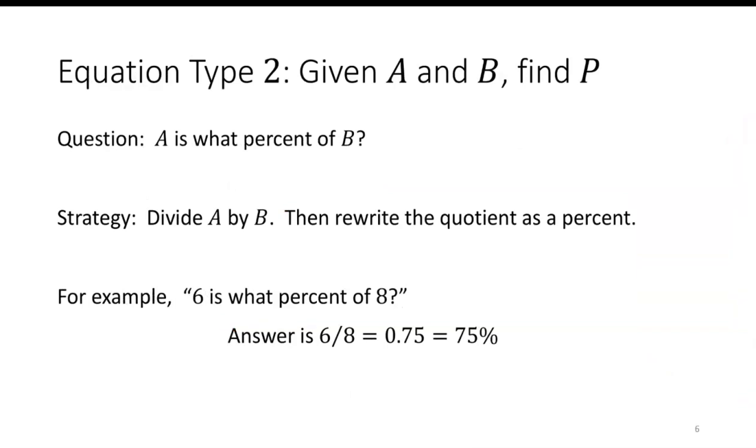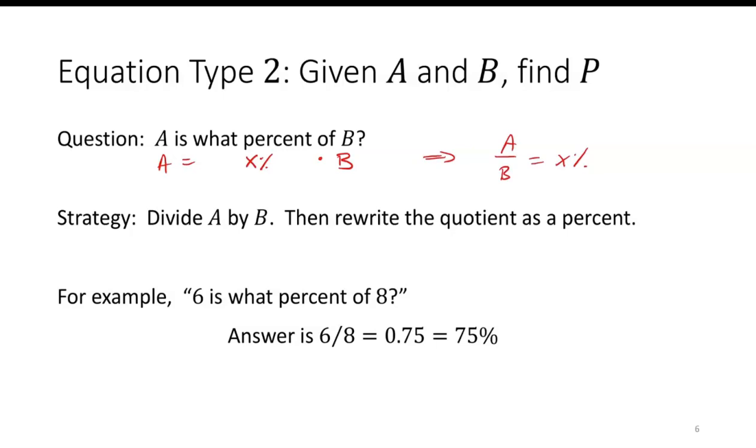Equations of type 2 are basically where you know the amount and the base, but you do not know the percent. So a typical question would be in the form of A is what percent of B? So in this case, we have A equals what percent times B. The word of can be multiplication, so this is A is equal to X percent times B. So what we do is we divide both sides by that base, and that gives us A over B is equal to that X percent. So the strategy here is we divide A by B, then we rewrite the quotient as a percent.